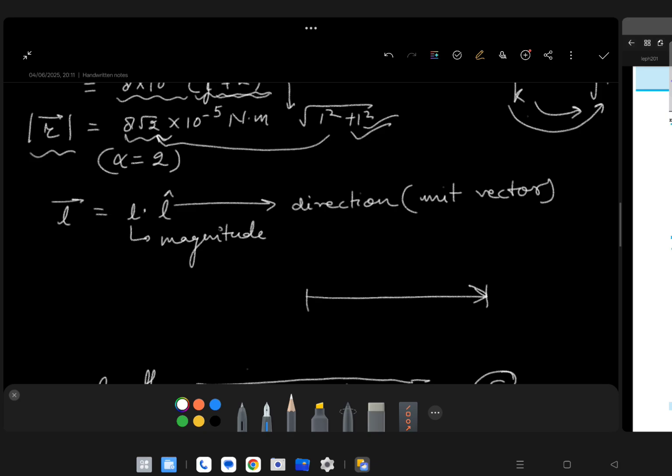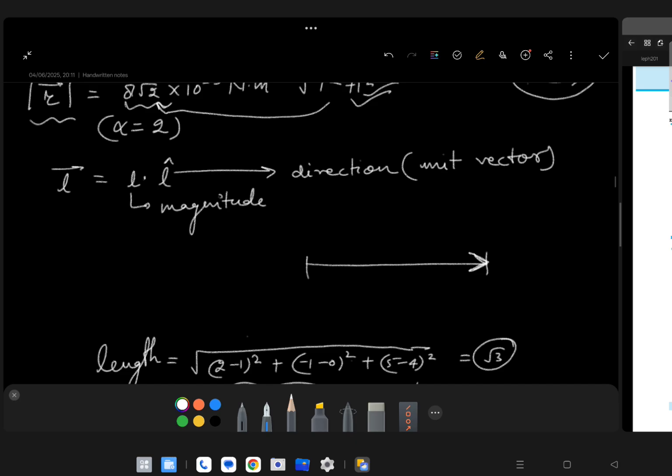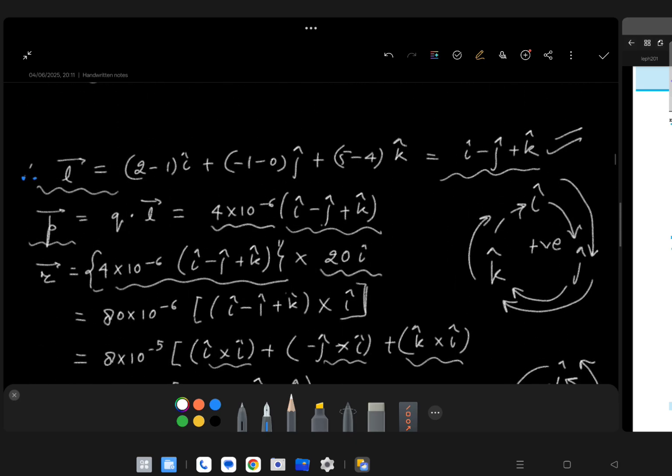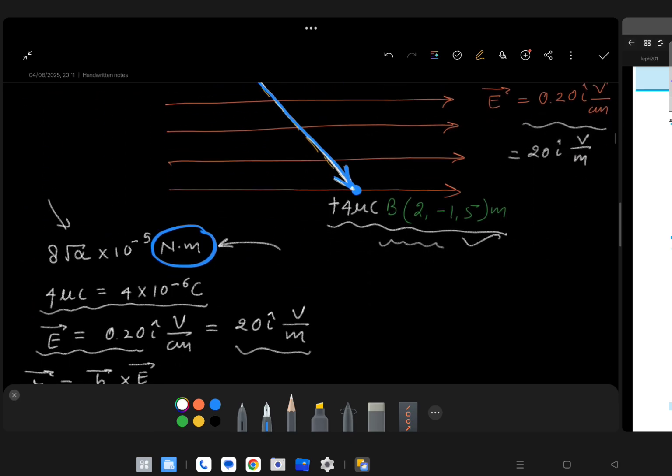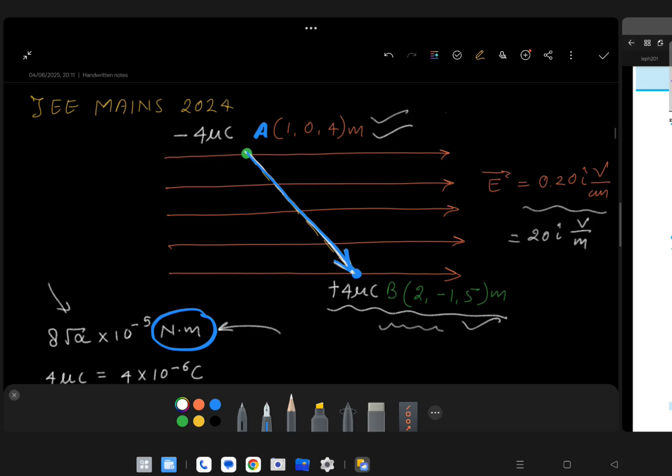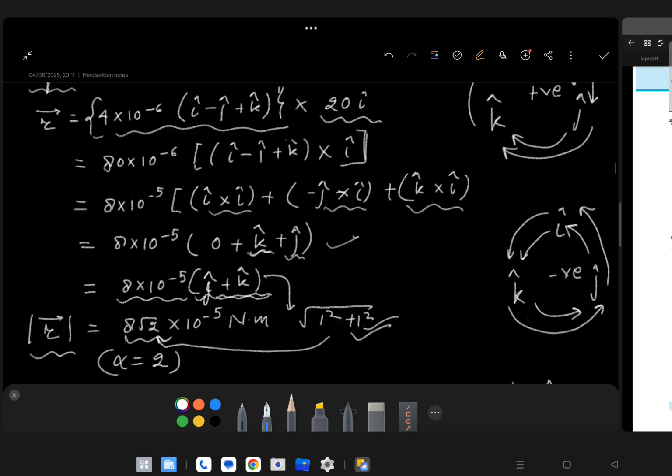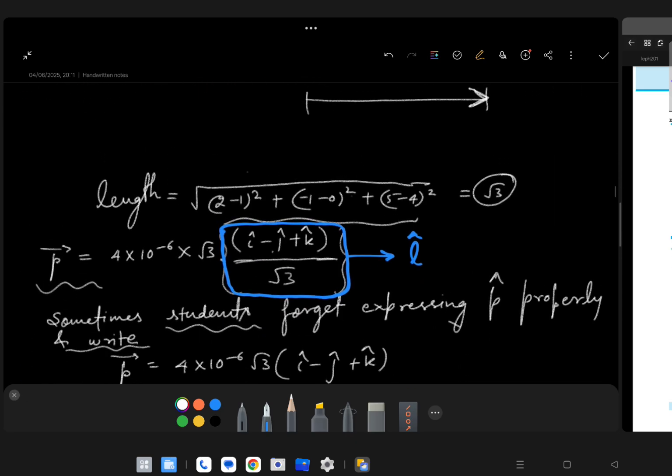And this direction is represented by its unit vector. So if vector L is given like this, suppose L is the magnitude and L cap is the direction, the unit vector. So what will be the length of this vector, which has been directed from negative charge to positive charge? We are talking about this length. It will come out to be root 3: the square root of (x2 minus x1) square plus (y2 minus y1) square plus (z2 minus z1) whole square. So it will come out to be root 3.